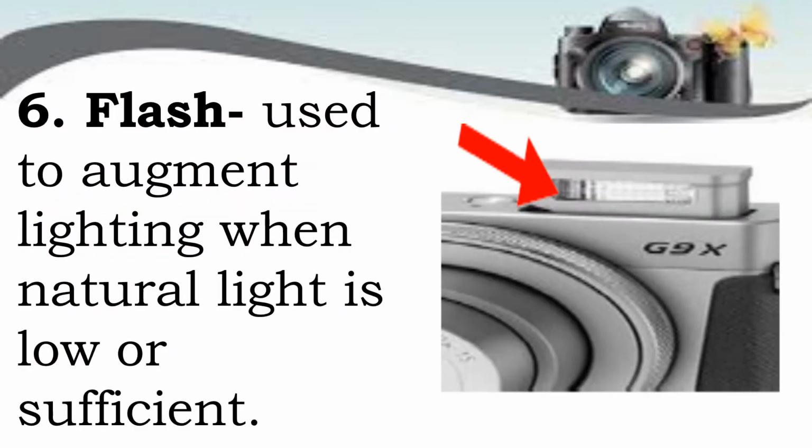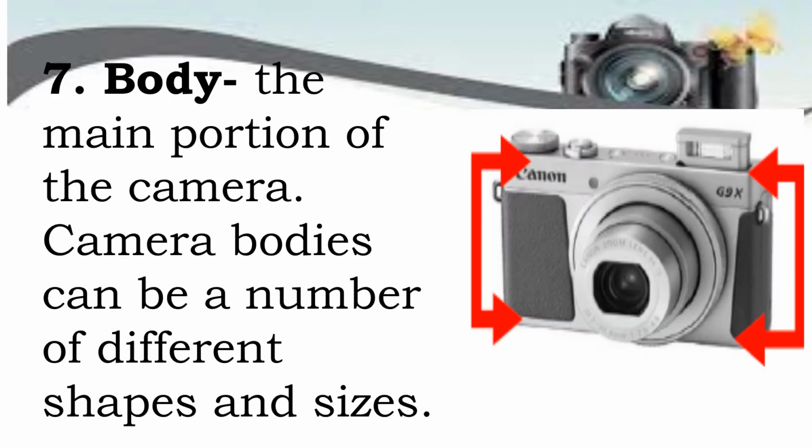Flash. Ayan. Used to augment lighting when natural light is low or insufficient. Ginagamit yan ang flash kapag madilim ang surroundings para maging maganda ang kuha ng iyong picture. Body. So, yung katawan ng camera. The main portion of the camera. Camera bodies can be a number of different shapes and sizes. Ayan, arrow.